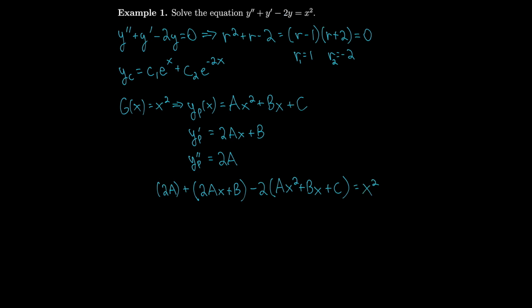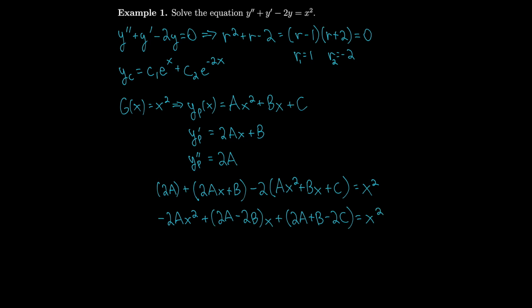Then what we can do is distribute our negative 2, and group together all our x squared terms. It's just negative 2ax squared. Group together our x terms, and we get 2a minus 2b times x, and group together our constant terms, so that's just 2a plus b minus 2c, and this is supposed to equal x squared.